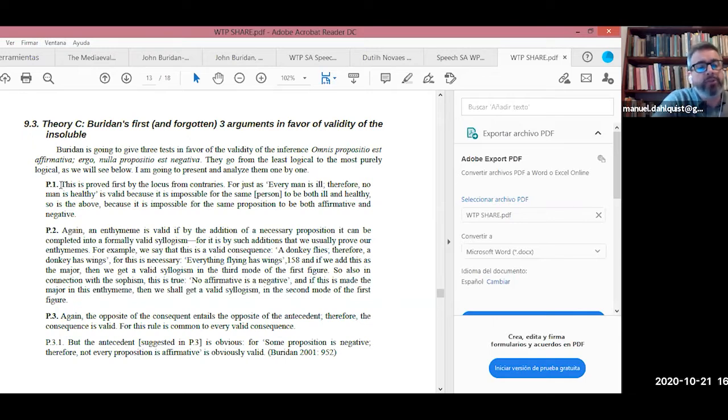P1 is proved from the locus from contraries. This is the text of Buridan. P1 is the argument from the locus from contraries. P2 is the possibility of generating an enthymeme, a syllogism, the argument, and P3 is for completing the contraposition rule.